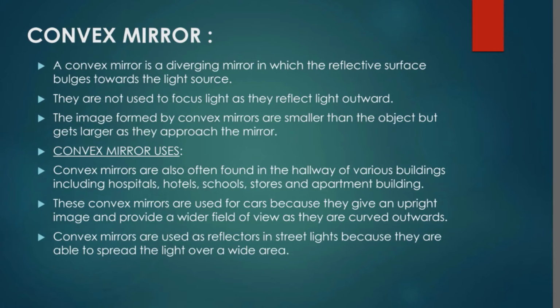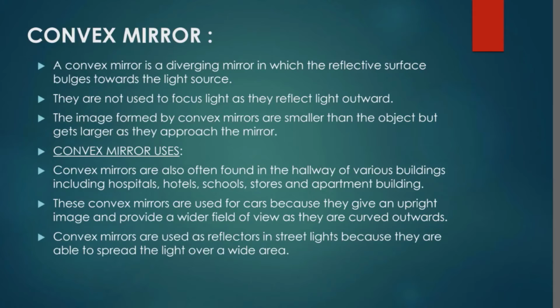Convex mirror. A convex mirror is a diverging mirror in which the reflective surface bulges towards the light source. As I said earlier, as the rays from infinite distance fall on the surface of the mirror, the rays diverge from one another, so it is called a convex mirror. As we know, convex mirrors are not used to focus light as they reflect light outward. The image formed by a convex mirror is smaller than the object, but gets larger as it approaches the mirror.